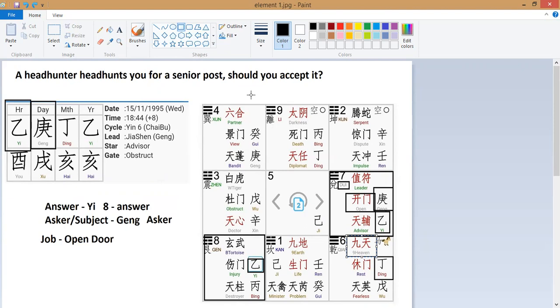So it really depends on how much you want this job. I believe that it's okay to go through the process of the interview, but just bear in mind that in the event that you were to take up this job, then the box number 8 energy will actually activate. All right, so this is how we actually see the Qimen definition for job hunting itself.